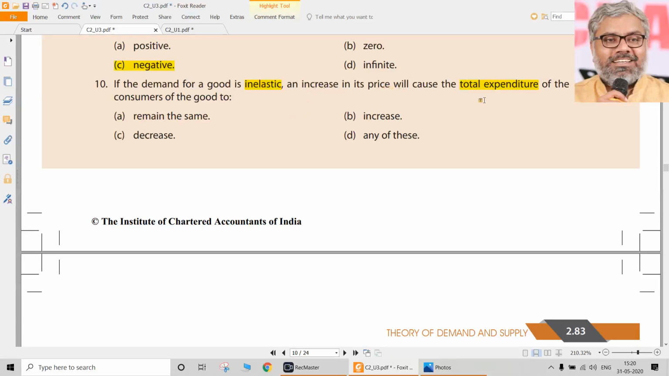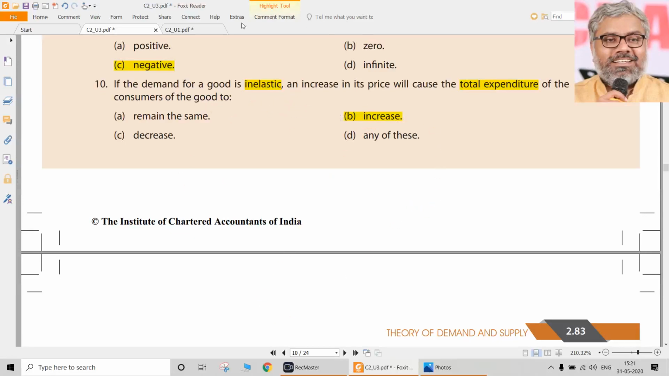But increase in price will cause the revenue or expenditure definitely to grow. So what happens here ultimately? The total expenditure of the consumers will be increasing if a particular product is inelastic. In other words, elasticity of demand is less than 1. So if the elasticity of demand is less than 1, when there is an increase in the price, the total expenditure or total outlay or the total revenue of the sellers will also increase. That's what happens in case the commodity is inelastic.